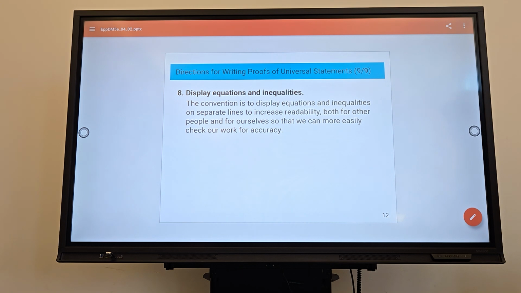Display equations and equalities. Do this on separate lines. It increases readability. You move down as you progress through the manipulation of the equation or inequality. It's easier for people to read, and it's also easier to check your work for accuracy.